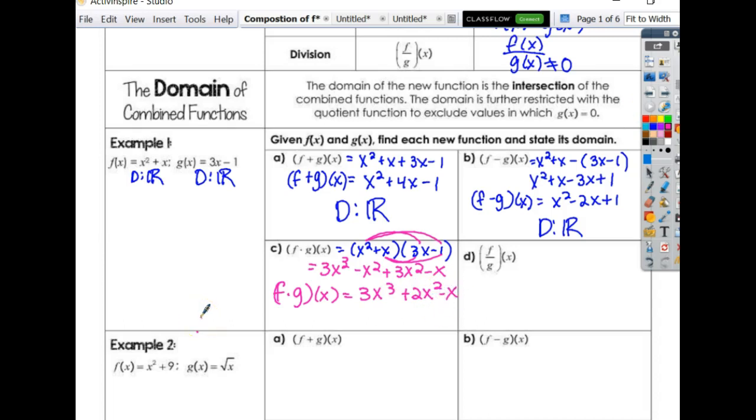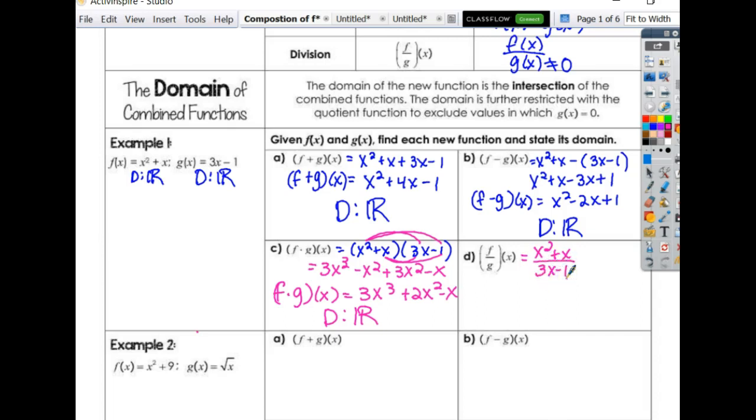And so I end up with a cubic. Do I have any restricted domain on a cubic? Nope. So my domain is going to end up all real numbers. Now for D, I'm going to divide. I'm going to have F divided by G. So the F is going to go on top, and the G is going to go on bottom.